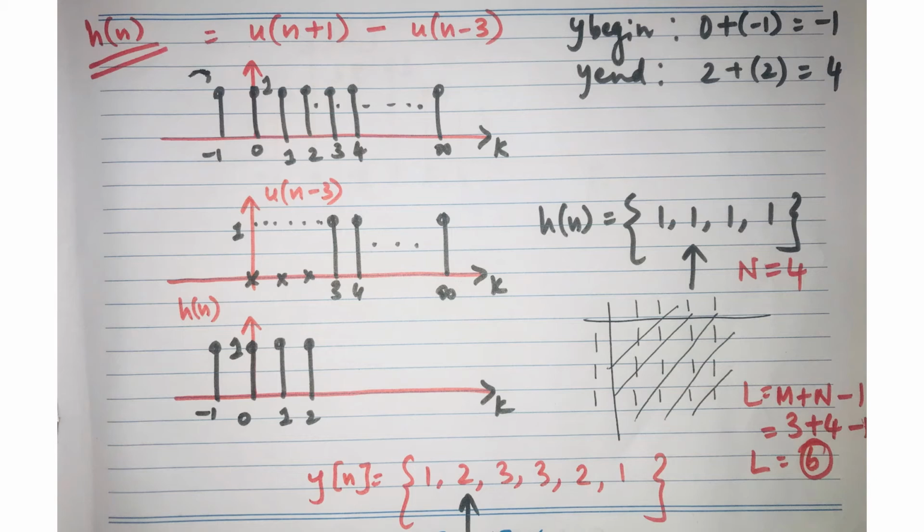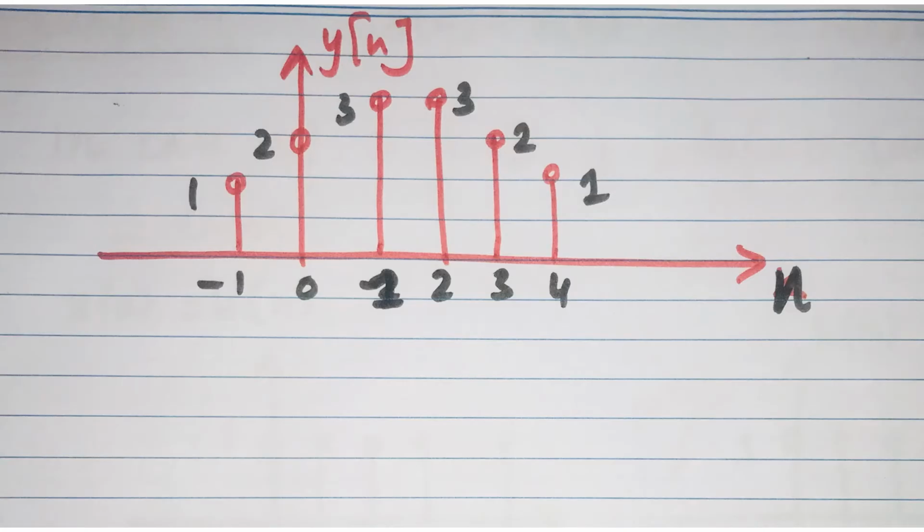Now, since we know how to compute the convolution sum for two finite sequences using all the three methods, you can solve using any of the methods and you will get the convolution sum for this problem as 1, 2, 3, 3, 2, 1, in which the arrow mark indicates the origin. That is, the sample at 0. So you can graphically represent the convolution sum like this.